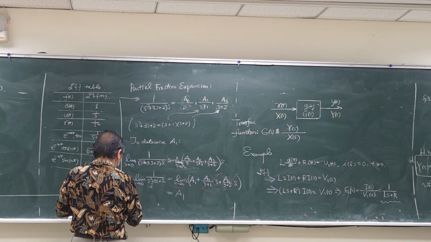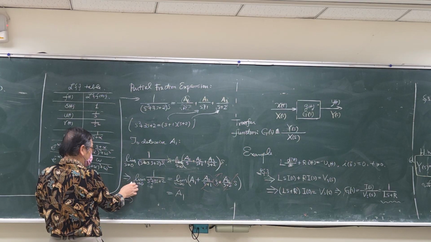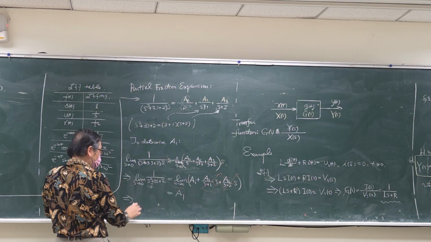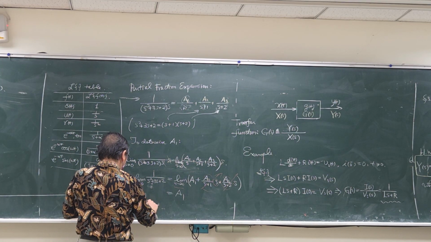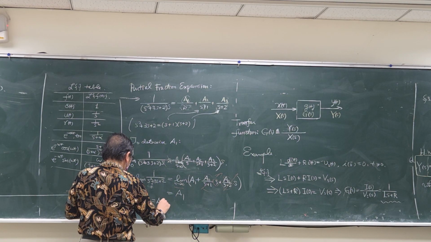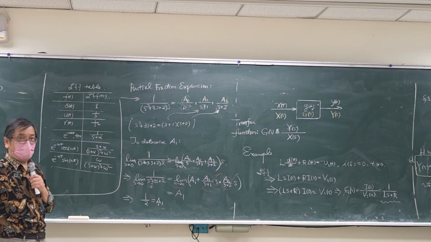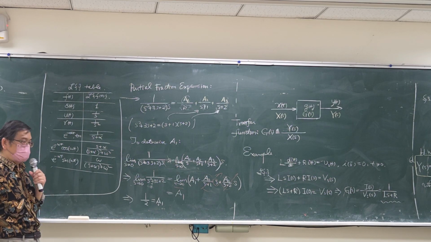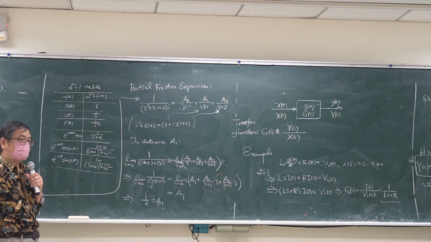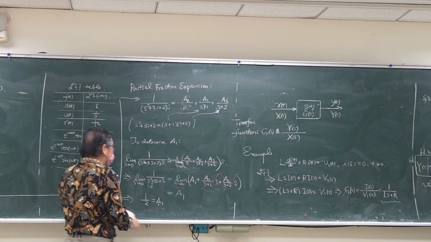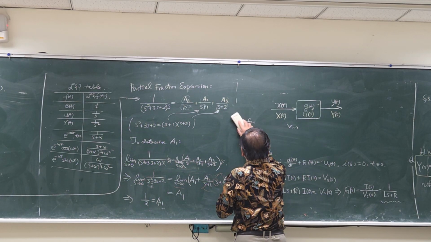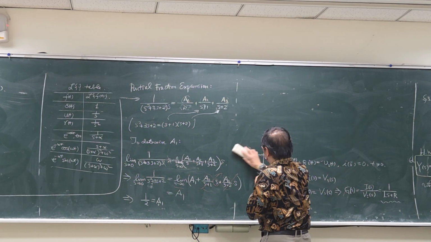Okay? So what about the left side? We let s approach 0, the first two terms disappear. So we have 1 half equals A1 right away. So now we have found A1. Now let's apply the similar technique for A2 and A3.